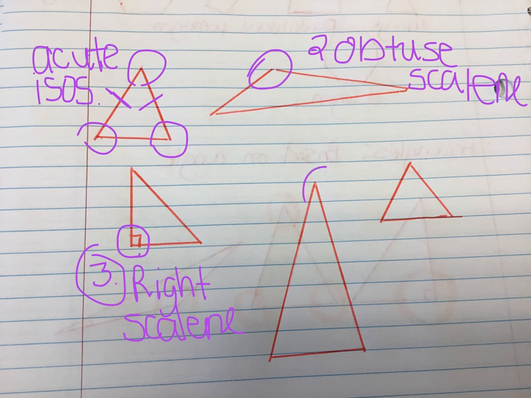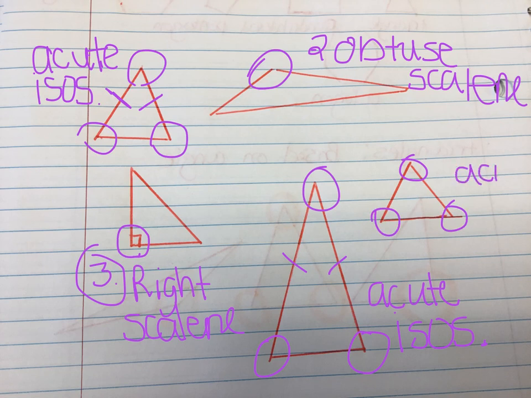Again, I see 1, 2, 3 angles that are less than 90 degrees. So in this triangle, we're going to have another acute. And maybe this one and this one look similar, so I might say that this one is an acute isosceles. And this last one, all the angles are under 90. We have another acute triangle, cute little triangle. And then it looks like all the sides are the same, so we have an acute equilateral triangle.